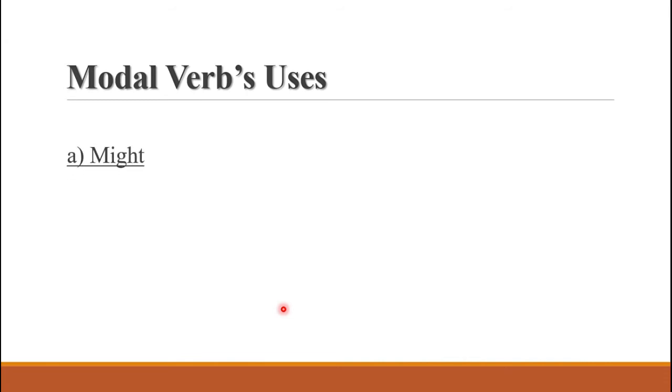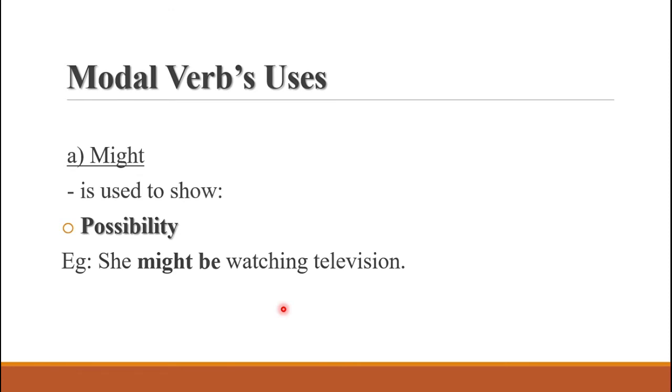Okay, we have might. When do we use might? We use might to show a possibility. Okay, when we want to show a possibility, we can use might. Let's see this example. She might be watching television. That is a possibility. She might be watching television.